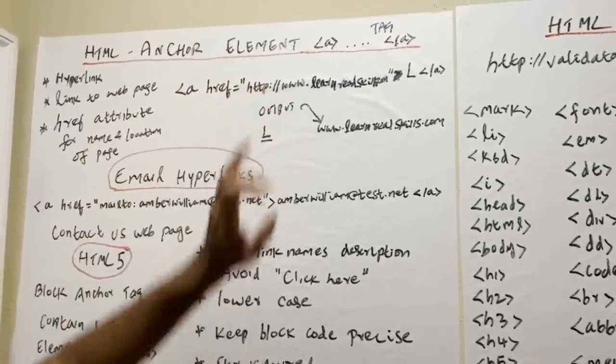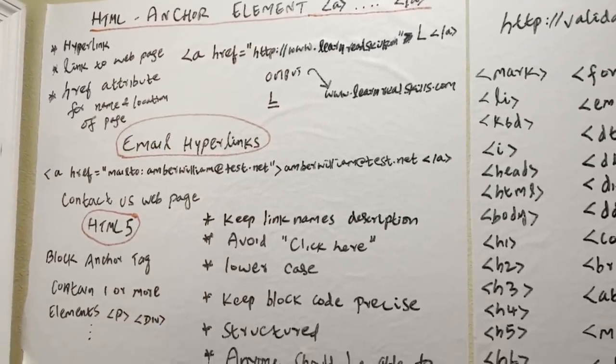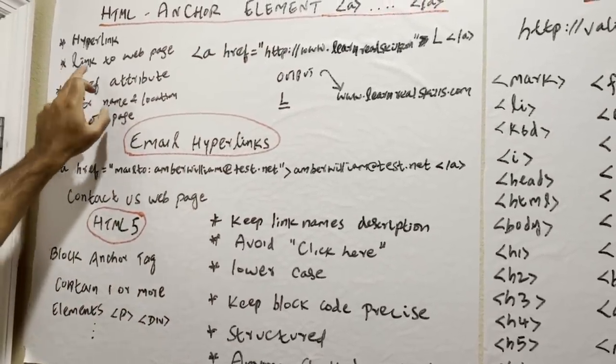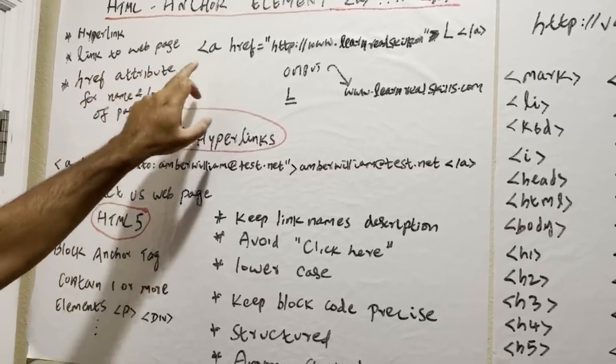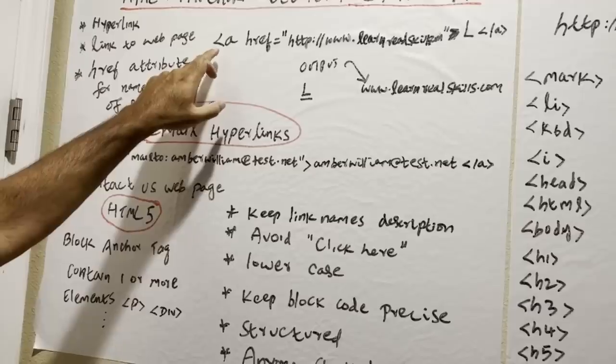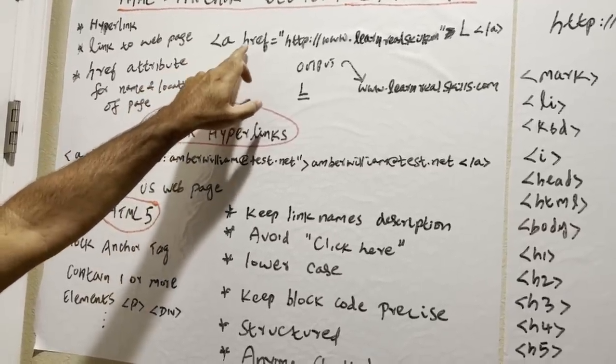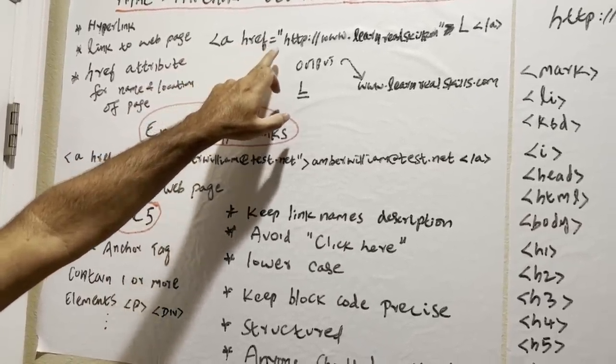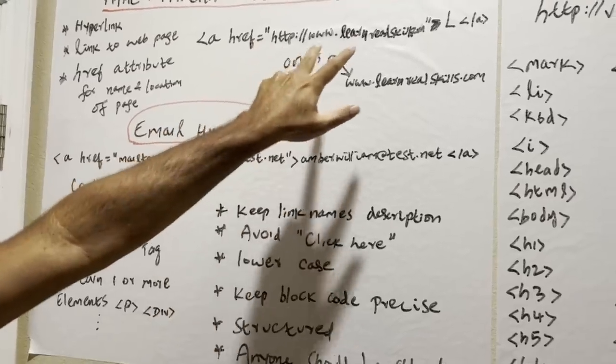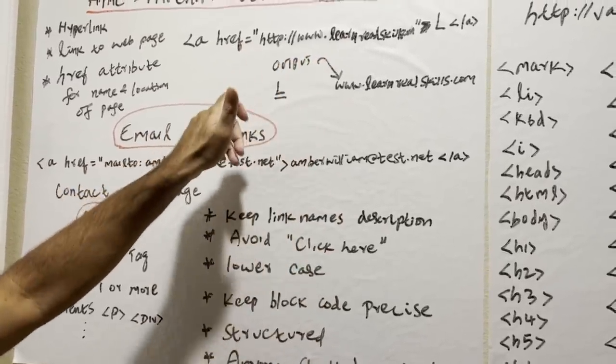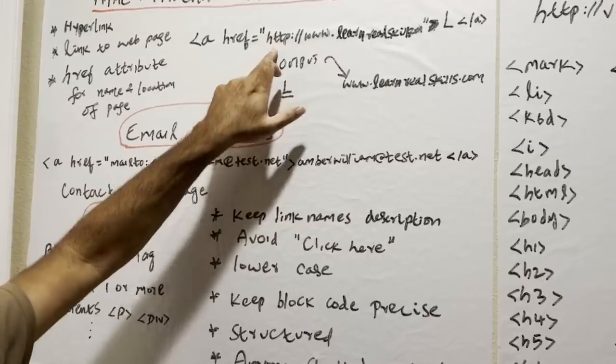ANCHOR, the element tag that links a web page. It's a hyperlink. It's a link to a web page. For example, it starts with the href, hypertext reference =. Within double quotes you need to put the full website link including the HTTP.